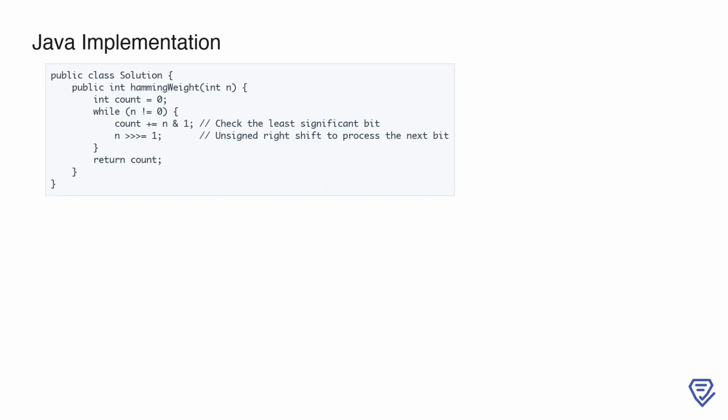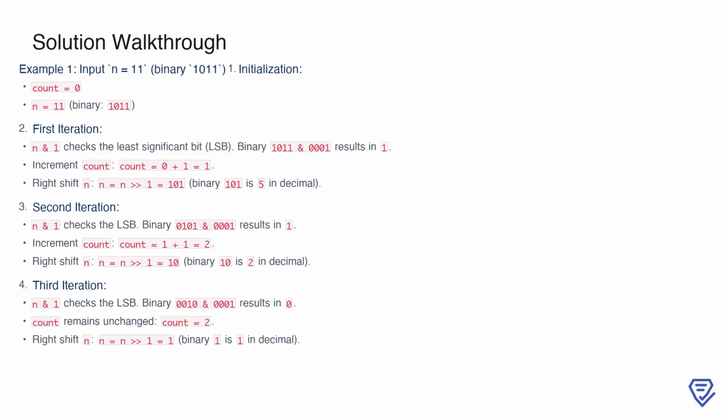To solve the problem of counting the number of 1 bits in an integer, we can use a simple iterative approach. Let's begin with an example where the input n is 11, which is represented as 1011 in binary. First, we initialize 2 variables. Count is set to 0 to keep track of the number of 1 bits, and n retains its initial value of 11. In the first iteration, we check the least significant bit, or LSB, by performing n & 1.